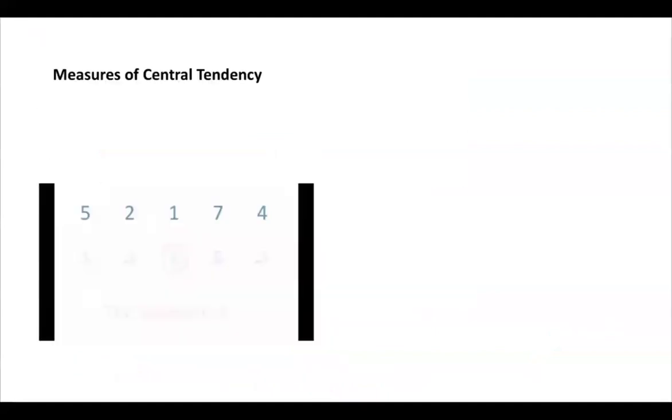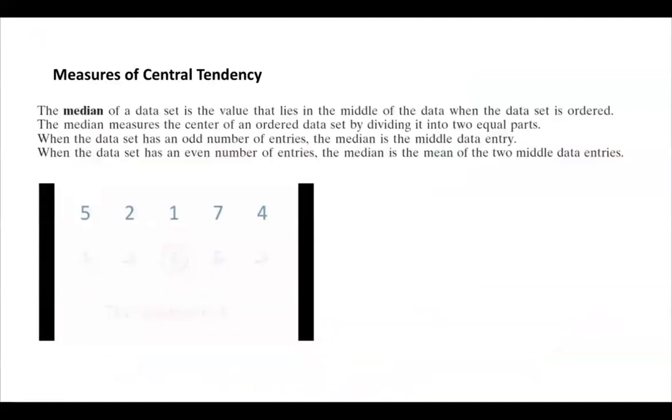The next measure of center is the median of the data. The median of the data is the middle value after you order the data from smallest to largest or from largest to smallest. For example, suppose you have this data and you're going to order these. The middle number is equal to 4, and it is the median of the data.